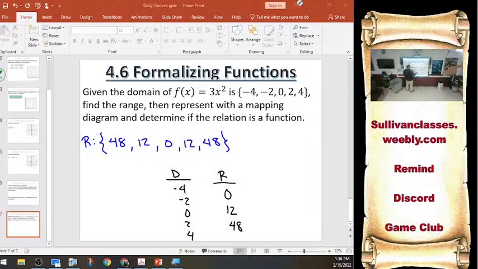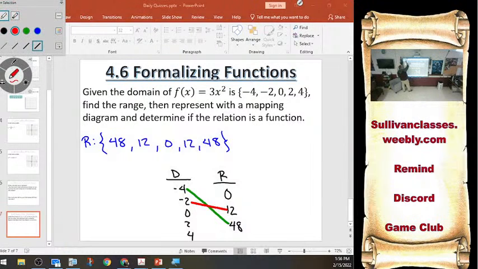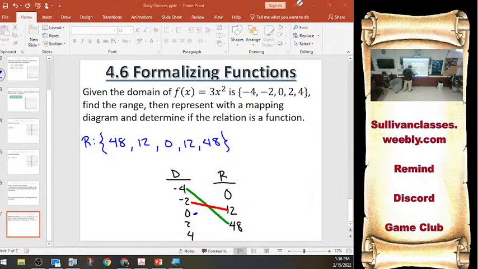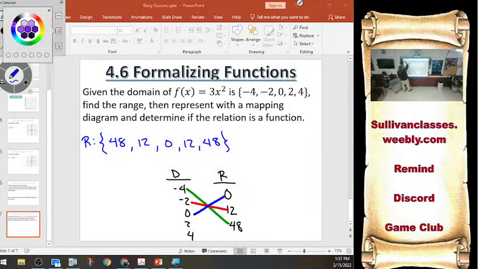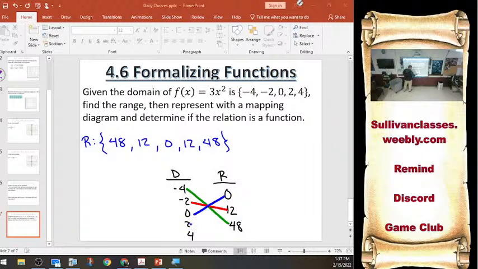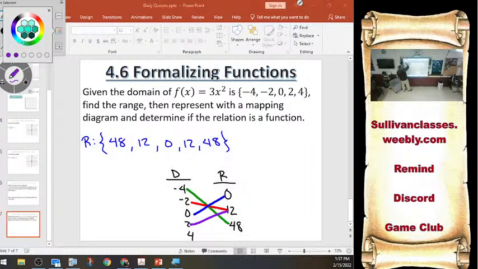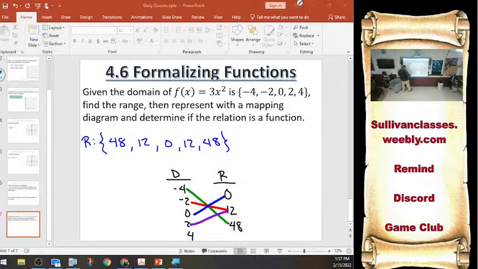You say negative 4 goes to 48. You say negative 2 goes to 12. You say 0 goes to 0. You say 2 also goes to 12. And you say 4 also goes to 48. Okay?